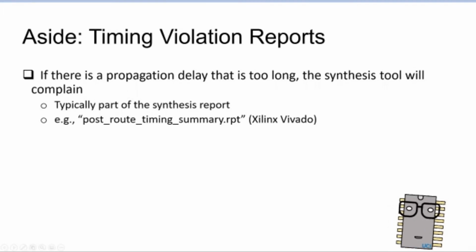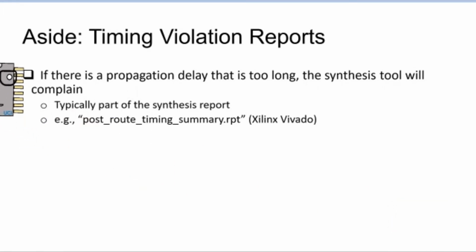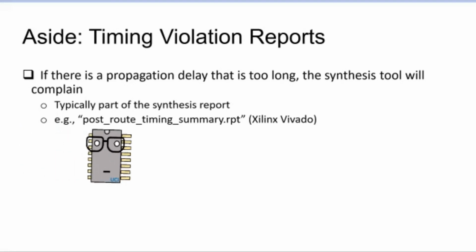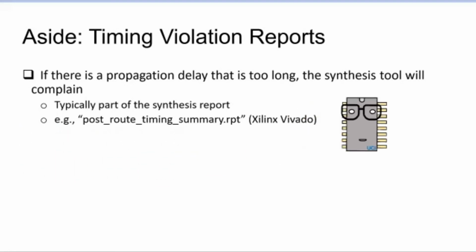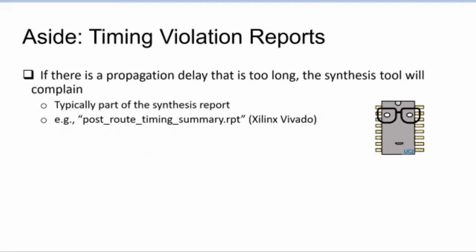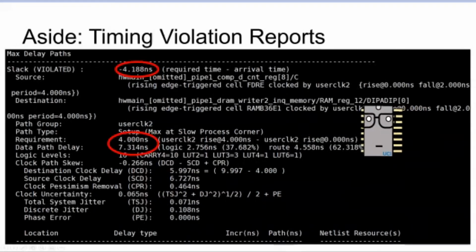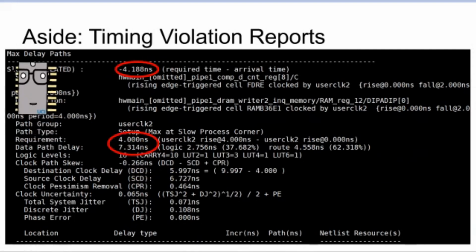If there is a propagation delay that takes too long inside the circuit that you designed, too long meaning it's going to overshoot the clock that it's given, the synthesis tool will complain. This is typically part of the synthesis report. For example, Xilinx will create a file called post-route timing summary report. You can always change the name, so the name itself is not important. The important part is there is a report, and if there is a timing violation, it's going to complain.